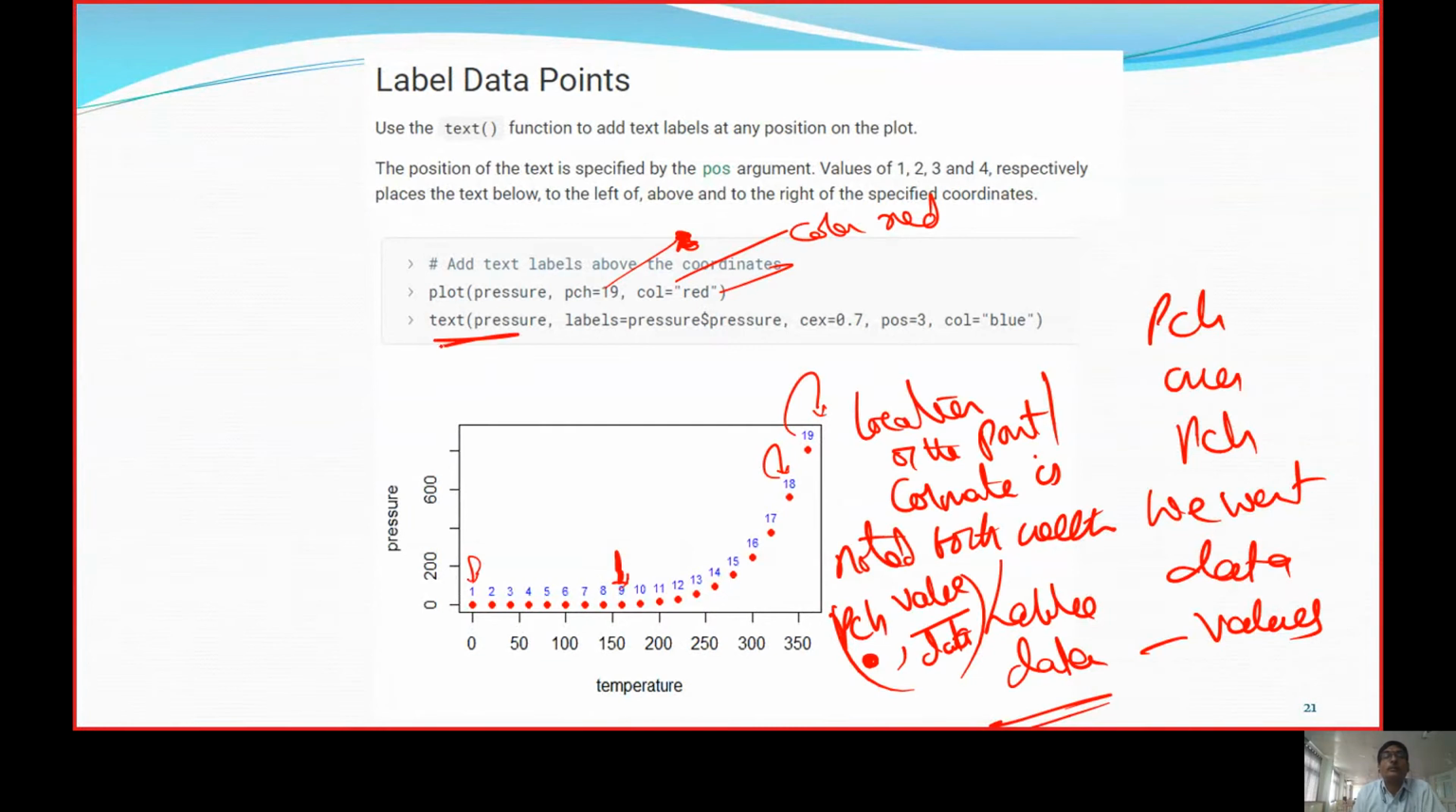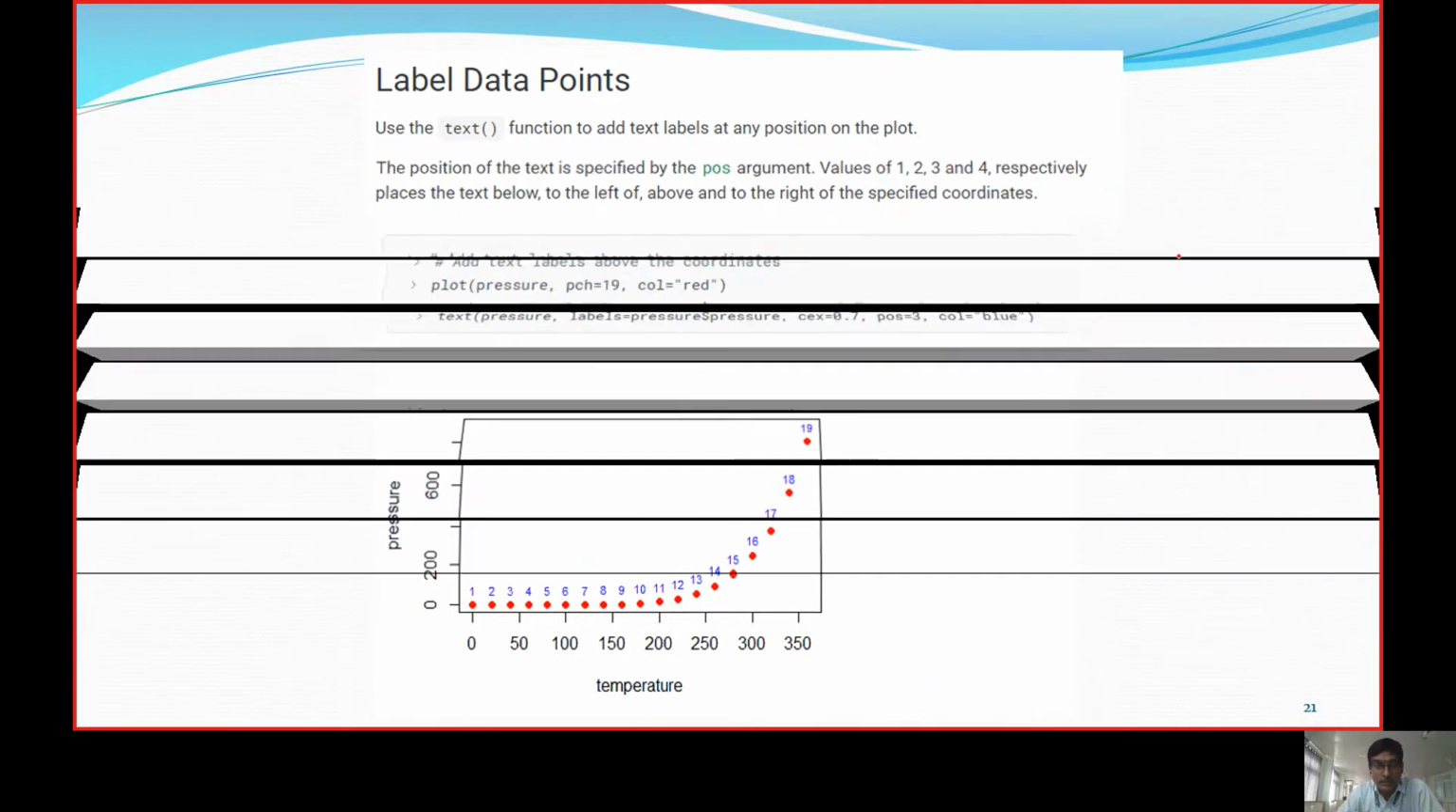We are going to put it as text, and then we give labels to it, and the color is going to be assigned as 7, and CEX, the size of the symbol, is going to be 0.7. So that's how we bring things into the scenario.